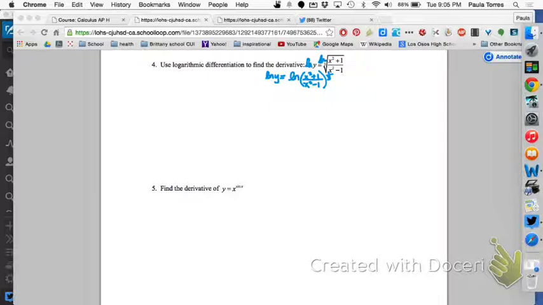So of course, on the left side, if I want to take the derivative, I get 1 over y dy dx, because I am taking the derivative of this entire equation with respect to x. And of course, this 1/3 is allowed to sit down in front. And since I have a quotient, I would be splitting this up into a subtraction problem. So I would have the natural log of x squared plus 1 minus the natural log of x squared minus 1.